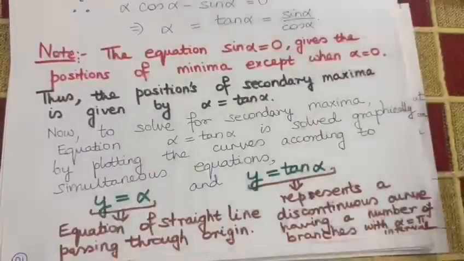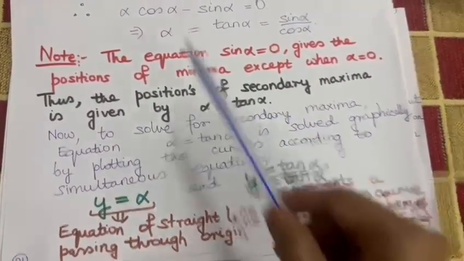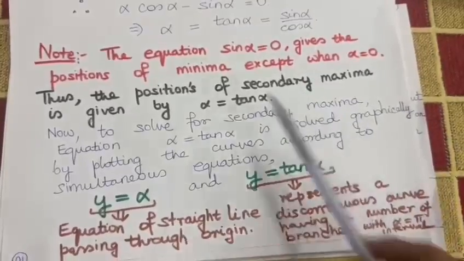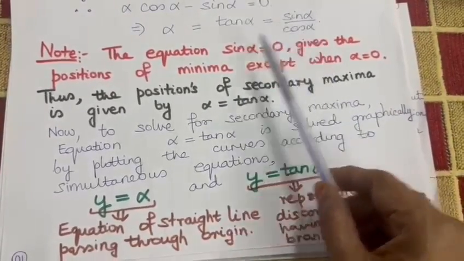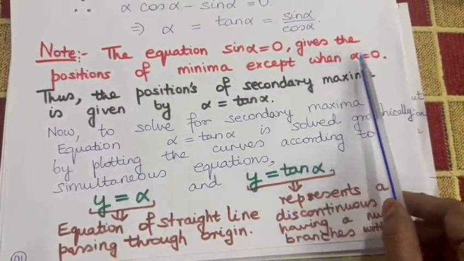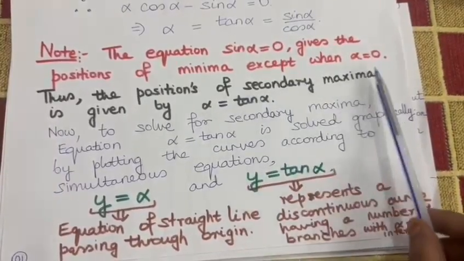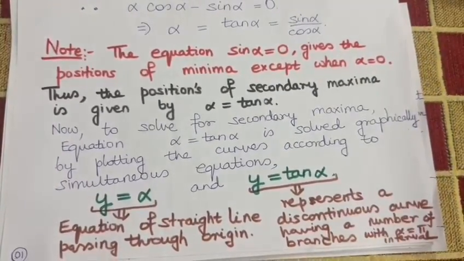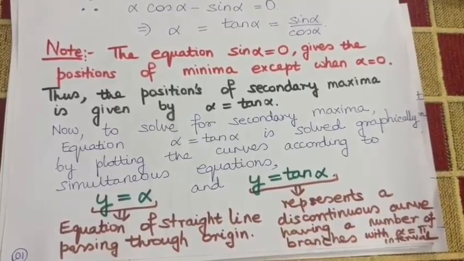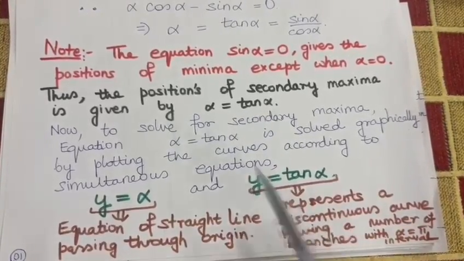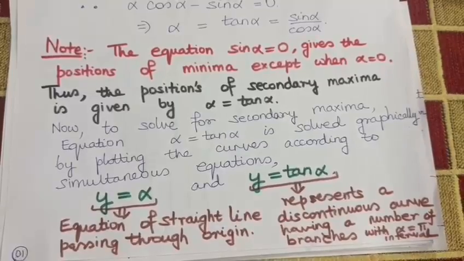So either of these two terms will satisfy the equation for 0. We will solve them further to get alpha cos alpha minus sin alpha is 0. So alpha is tan alpha. So the equation sin alpha equal to 0 gives the position of minima except when alpha is 0. Thus, the positions of secondary maxima will be given by alpha equal to tan alpha.